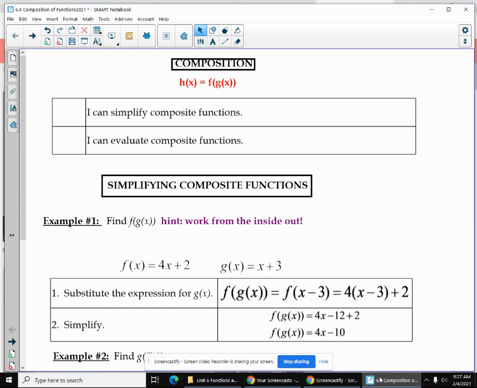Good afternoon, students. Welcome to section 6.4, composition of functions. So the learning target for today: I can simplify composite functions, and I can evaluate composite functions.